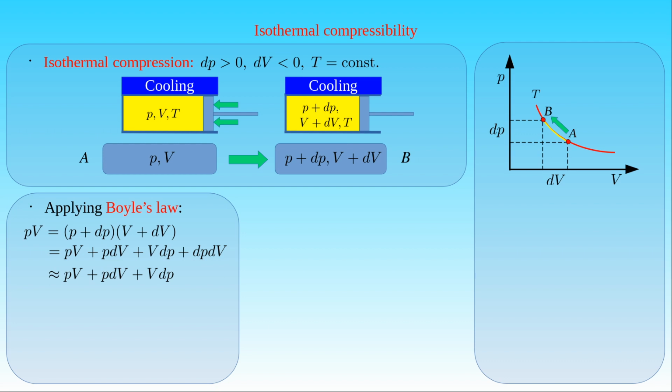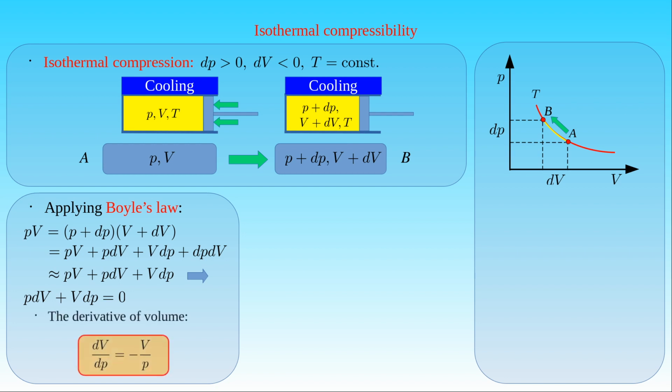Since the term P times V appears on both sides of the equation, it cancels out and we obtain that P times dV plus V times dP is equal to 0 in the first order. By dividing this equation by dP times P, we obtain a differential equation for the derivative of the volume with respect to the pressure. That is, the derivative of the volume V of the ideal gas with respect to the pressure P is equal to the negative ratio of the volume V to the pressure P.